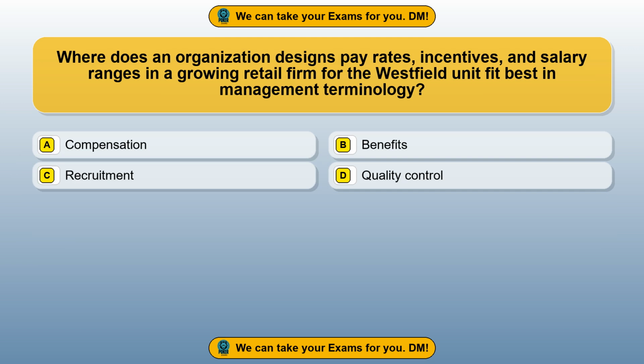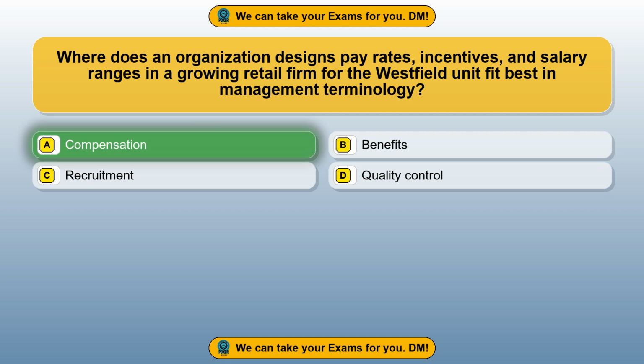Question 66. Where does an organization designs pay rates, incentives, and salary ranges in a growing retail firm for the Westfield unit fit best in management terminology? Option A, compensation. Option B, benefits. Option C, recruitment. Option D, quality control. The correct answer is option A, compensation.